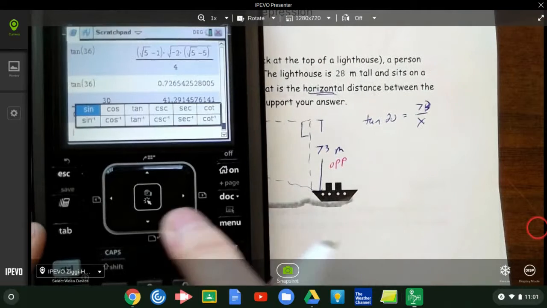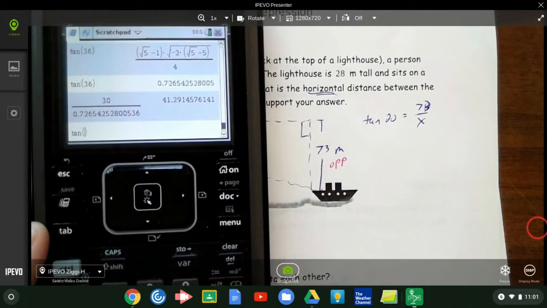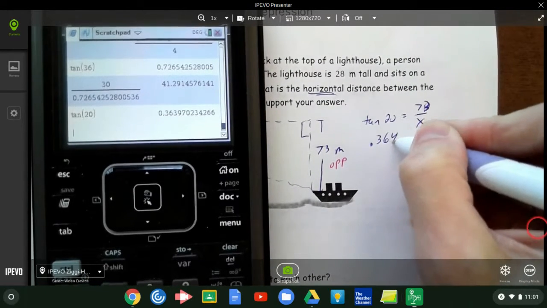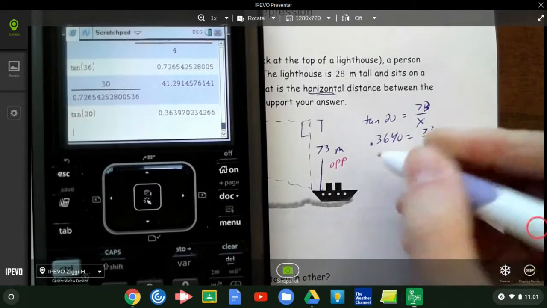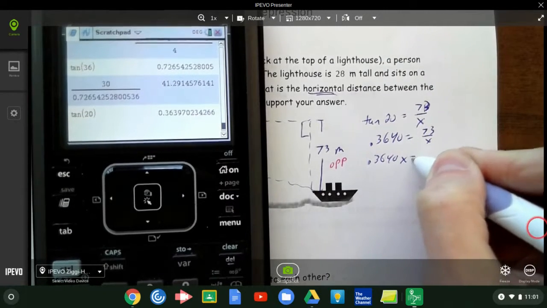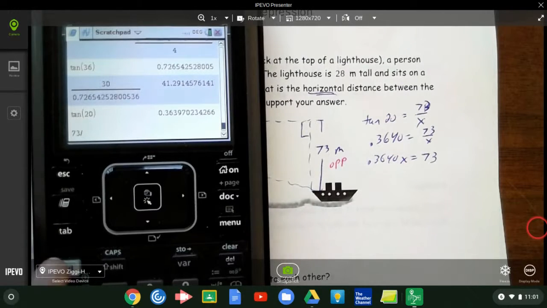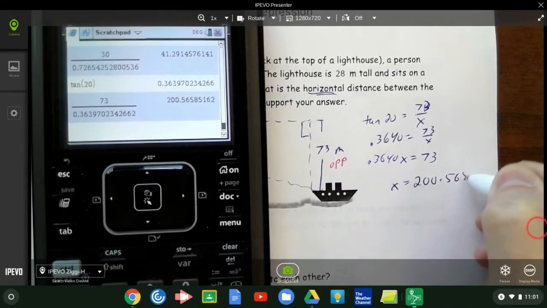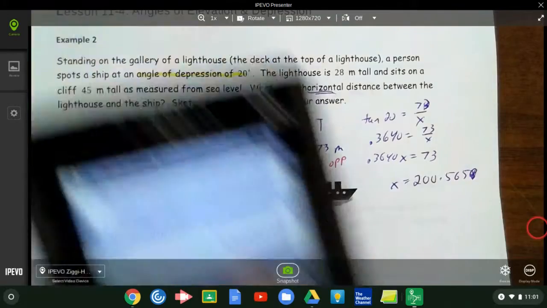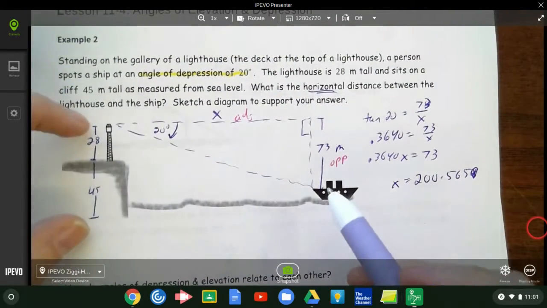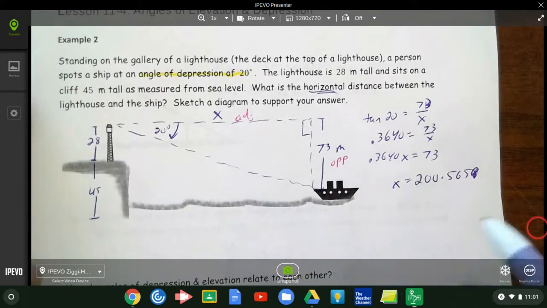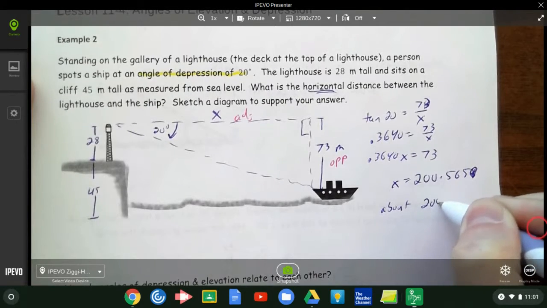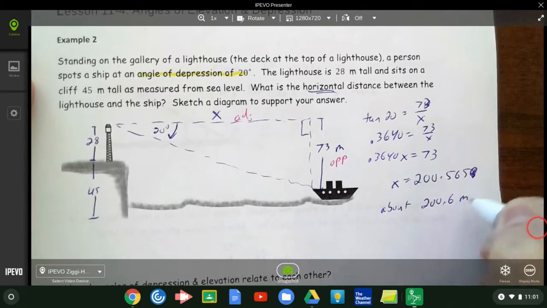So let's see. The tangent of 20 degrees gives me 0.3640. So that's 0.3640 x equals 73. So 73 divided by my last answer, x equals 200.5659. And this time, we don't have to add anything to it because that is the horizontal distance. Again, they didn't tell me what to round to, so let's just round it to about 200.6 meters.